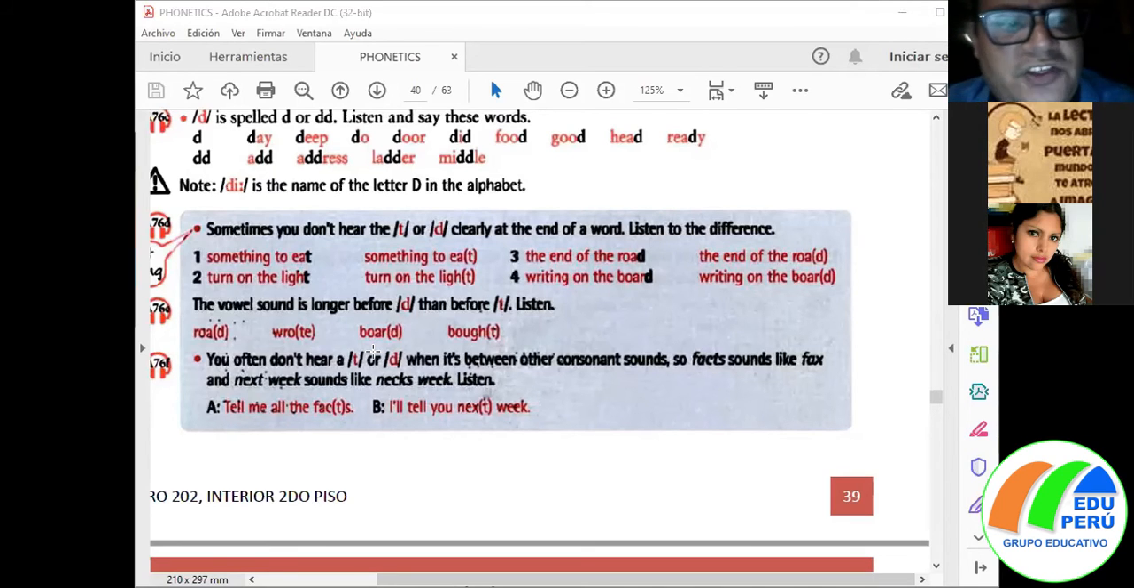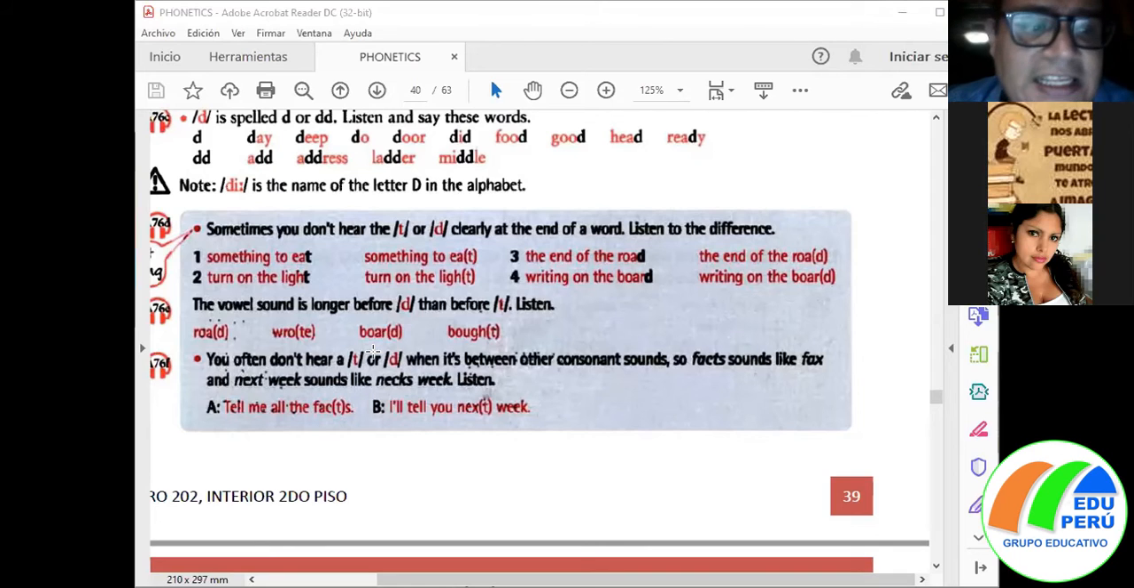The third, you often don't hear a ta or da when it's between other consonant sounds. So facts sounds like facts, and next week sounds like next week. This is what I'm talking to you. We are going to reduce sounds. We're going to elide sounds. We're going to take out sounds.